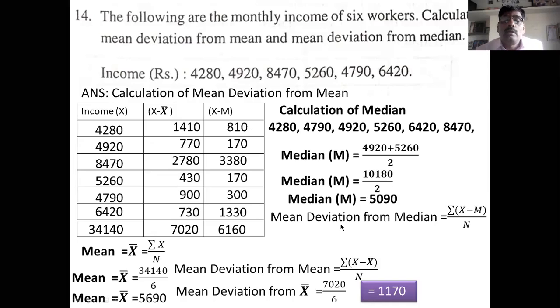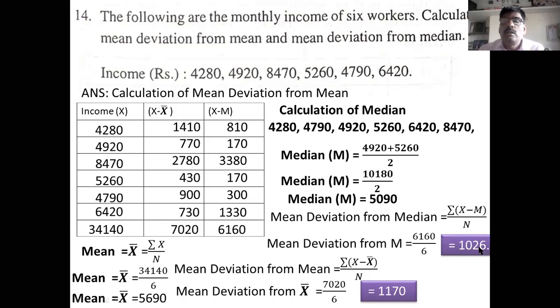Then write the equation. Mean deviation from median is equal to summation of x minus M, x minus median, divided by n. Sum means total. Total of this column is 6,060. 6,060 divided by 6 is equal to 1,026. 1,026 is the mean deviation from median, and 1,170 is the mean deviation from mean. These are the two ways of calculation.